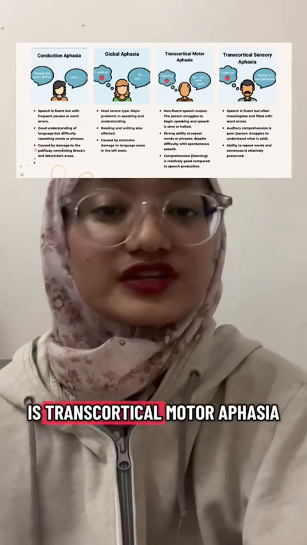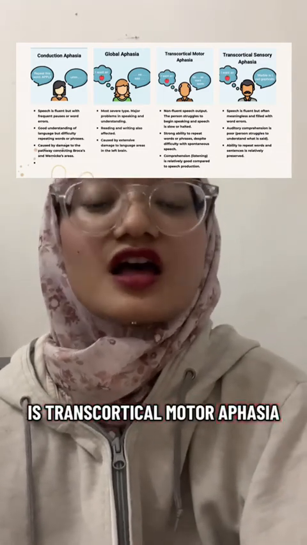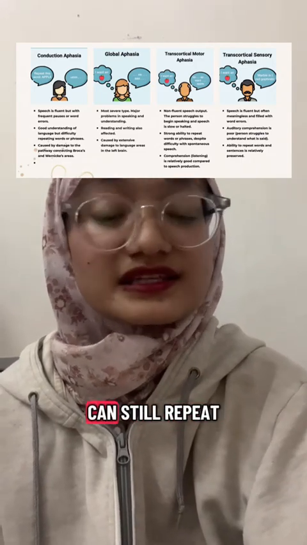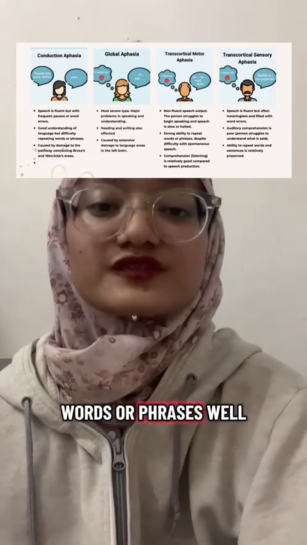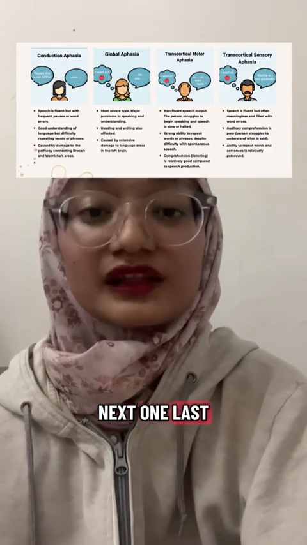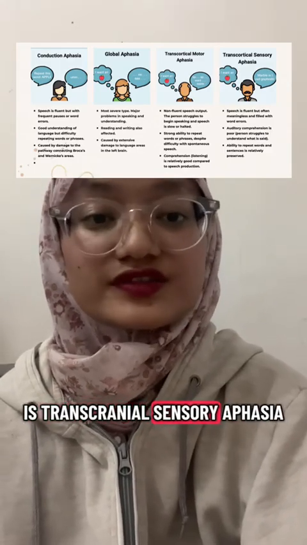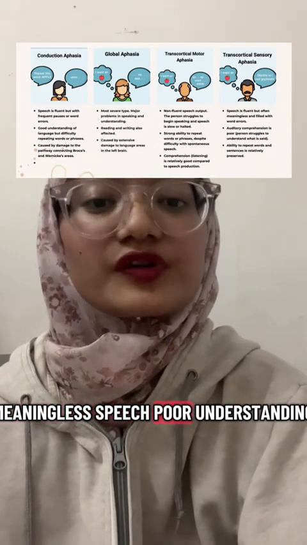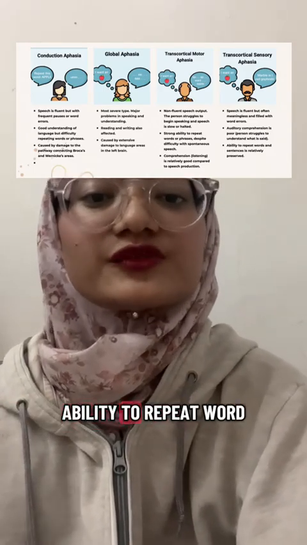So next one is transcortical motor aphasia. So here the speech is non-fluent and slow, but the person can still repeat words or phrases well. Next one, last but not least, is transcortical sensory aphasia. So this type causes fluent but meaningless speech, poor understanding, yet a strong ability to repeat words.